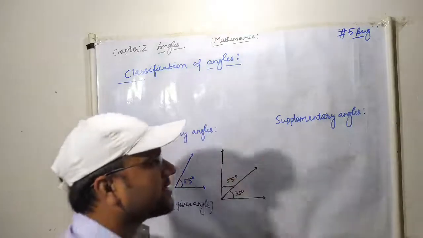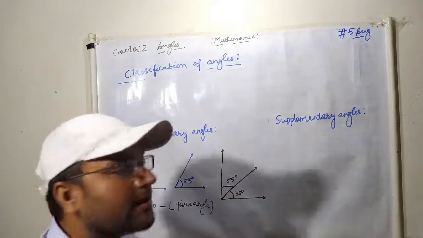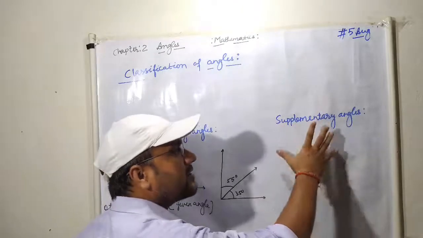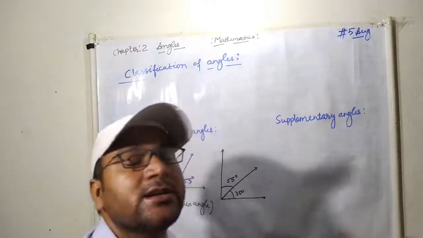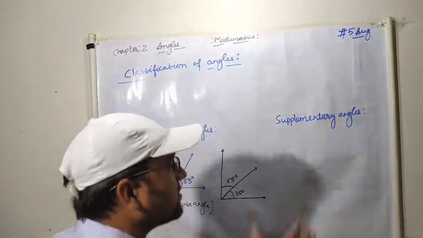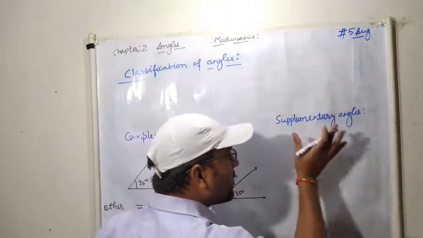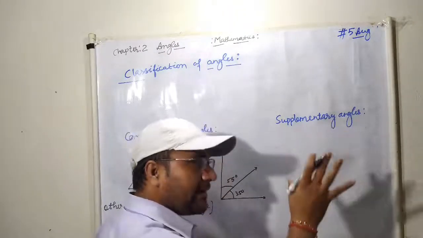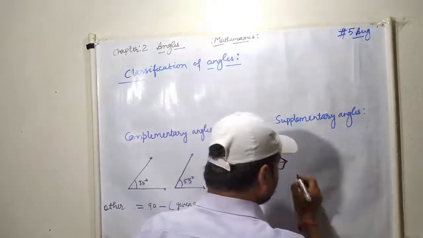Supplementary angle: if the sum of two angles is equal to 180 degrees, then each angle is known as the supplement of the other. Each angle is known as a supplementary angle. If the sum of two angles is 180 degrees, then they are said to be supplementary angles.